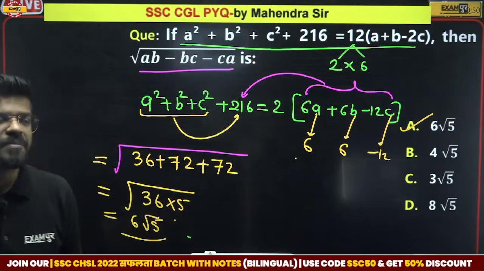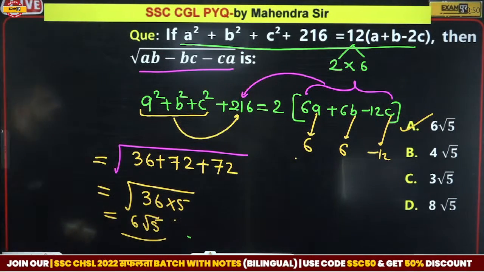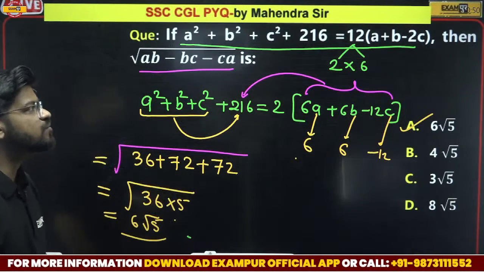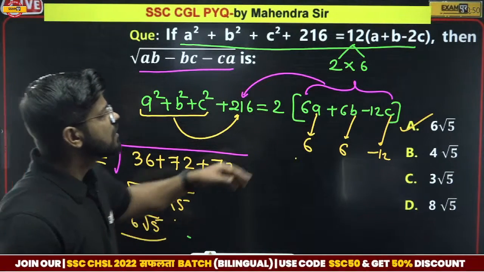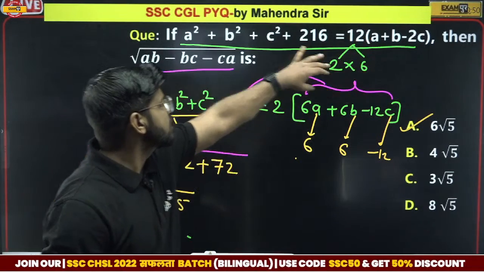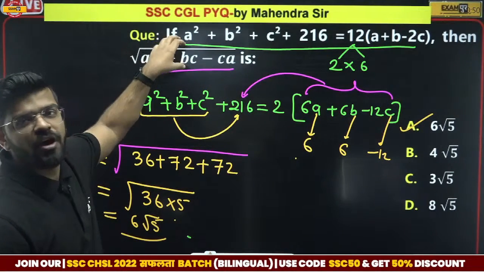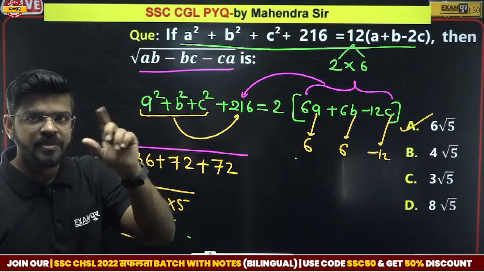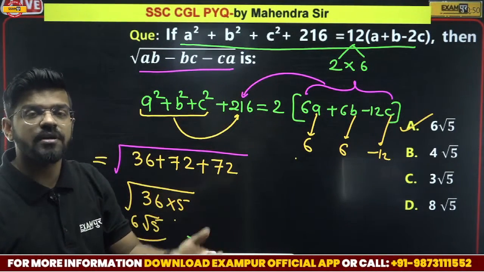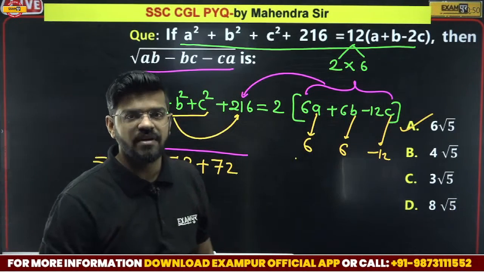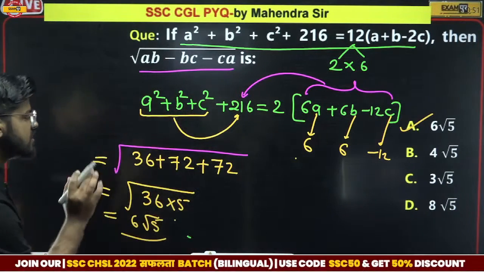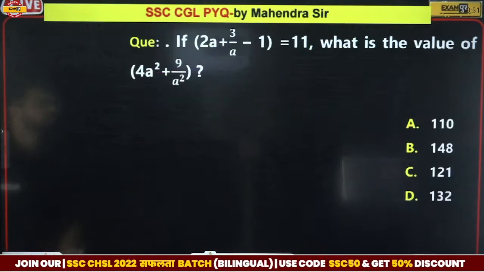Do let me know in the comment section that yes, the trick is very good and we can directly solve this question. Otherwise you have to solve this question, make a plus b whole square, a minus b whole square, and calculate all these things here, and then you get ABC's value. That was a very lengthy process. I told you a very simple short trick for the same question.